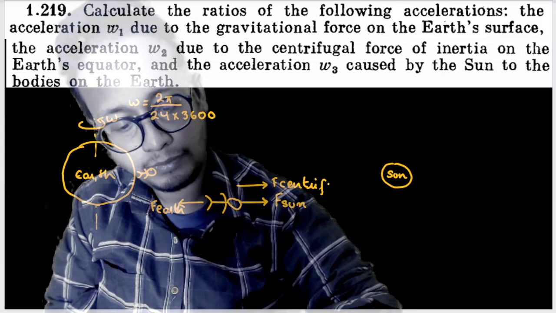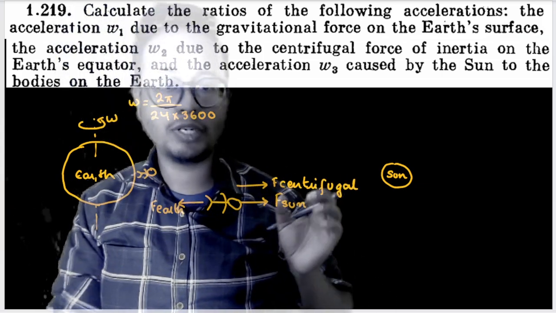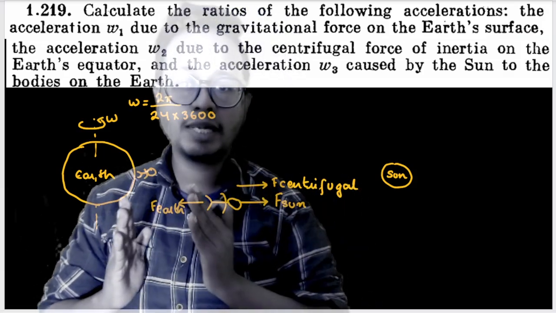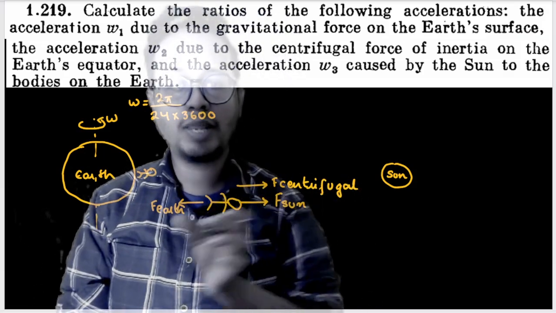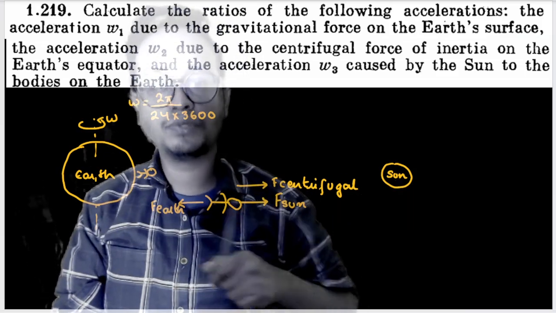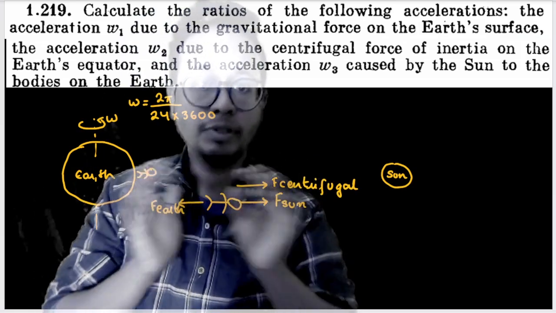Now what our question is asking is to find the ratio of the magnitudes of forces between the gravitational force due to Sun, the centrifugal force, and the gravitational force due to Earth. Some of you might be confused: sir, what if the Sun was on this side, the gravitational force due to Sun would be on this side, no? I agree on that. Okay, we are not concerned about the direction of force.